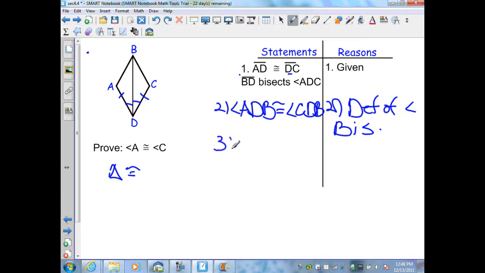Step 3, the triangles are joined by segment DB. Therefore, I can state segment DB is congruent to segment DB by reflexive.